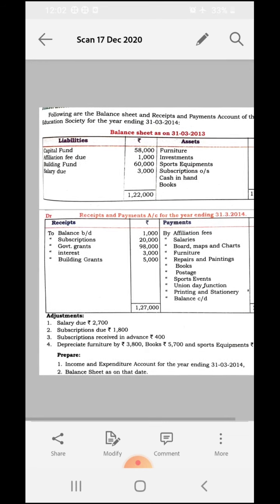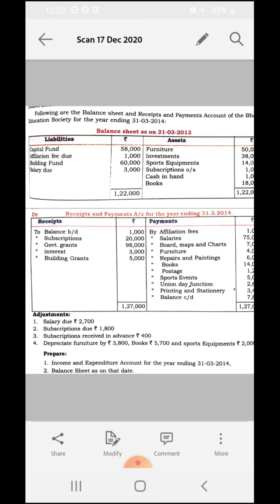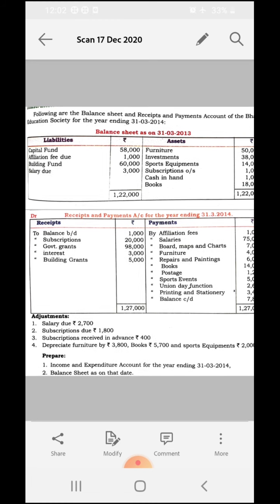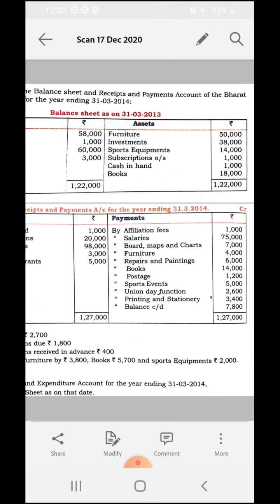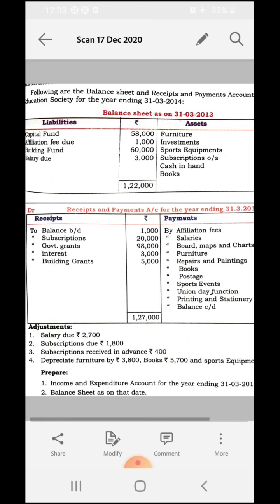Right. So in this we are going to take directly into the next year balance sheet the capital fund and building fund. Right. And affiliation fee due and salary due should be adjusted. And on the asset side, furniture, investment, sports equipment and books. These are the assets we are taking directly and showing the concerned adjustment with them. Then only subscription outstanding, which we need to deduct from the current year subscription receipts. Right. And cash in hand given in the old balance sheet we are not going to consider.